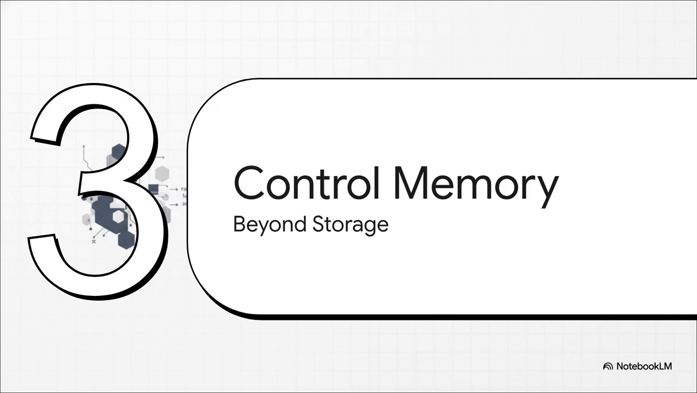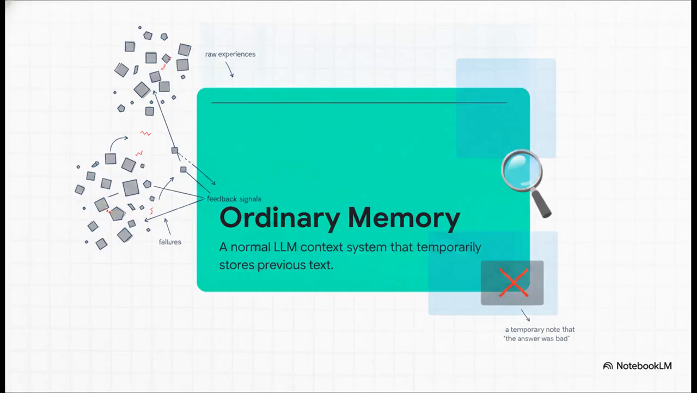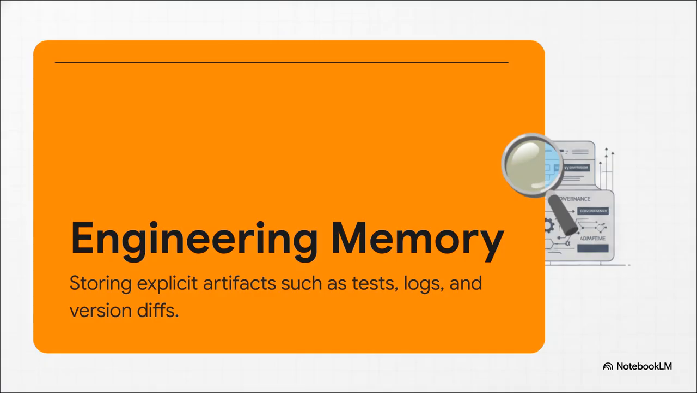And as we'll see, this goes way beyond basic storage. To really get this, we need to systematically break down how memory is used. First up, we have ordinary memory. This is what you're probably most familiar with when using a standard large language model. It's just temporarily storing the previous text of your conversation. It gives this illusion of having a memory, but once that context window clears or you start a new session, that specific learning is completely gone. If the AI gives a bad answer, ordinary memory just makes a temporary note that, hey, that answer was bad. Second, we have engineering memory. Now, this is a massive step up.